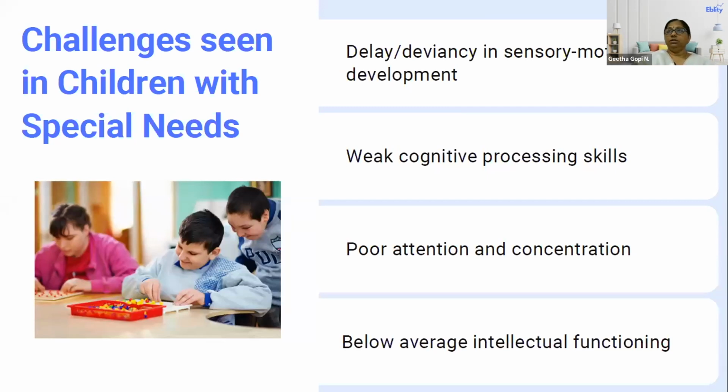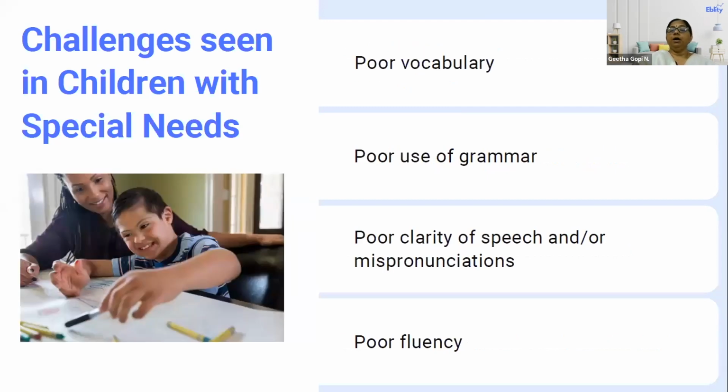Poor attention and concentration, again, has a direct bearing on the information you receive, as well as on the information that you communicate or put out. Below average intellectual functioning affects your ability to understand the world around you, to recognize the situations when you need to respond, and how to respond. All this requires a certain level of intellectual functioning, which, if impaired in children, will definitely have an impact on their speech and language development and speech and language skills.